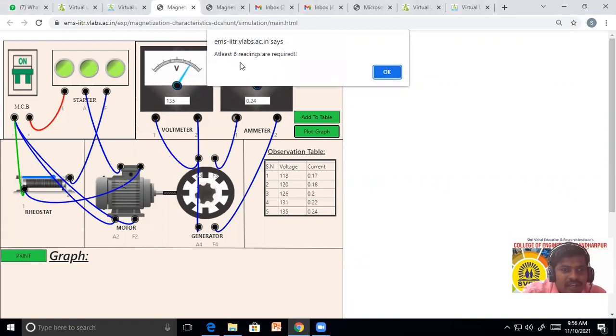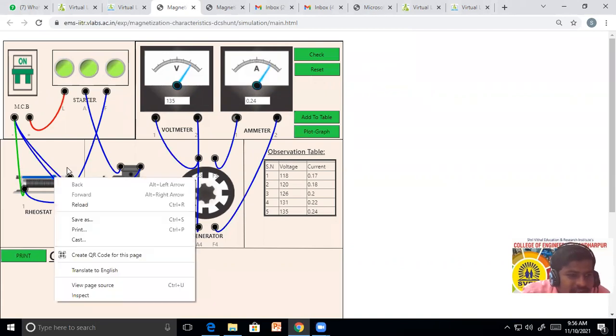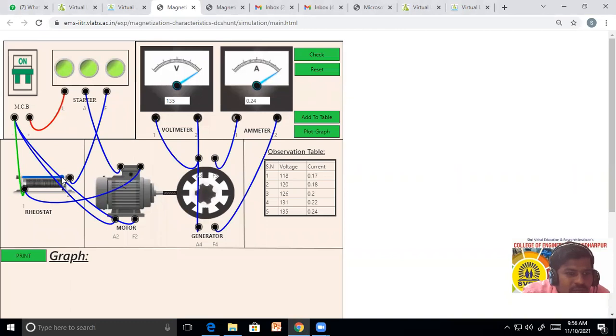So see here, one of the instructions is given, at least 6 readings are required. Okay, so I want to take one more reading. Again vary this value of resistance. Resistance ची value vary kara. So this becomes, okay, so see 138 and 0.28. So add this value to the table. Table मध्ये value add kara.